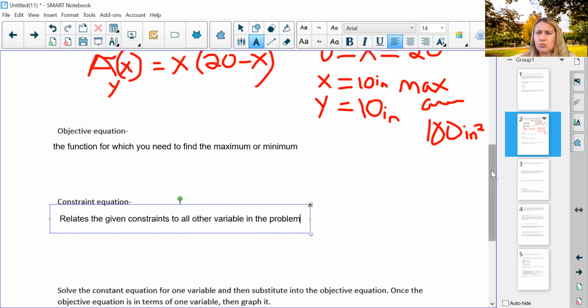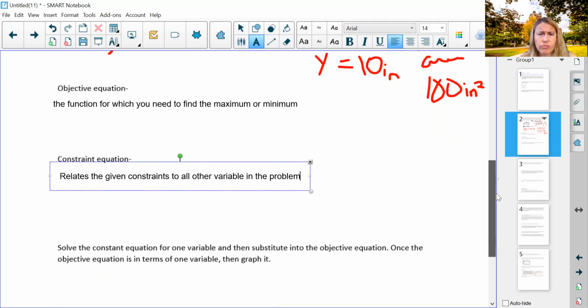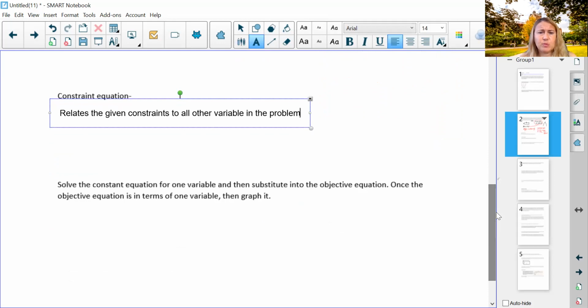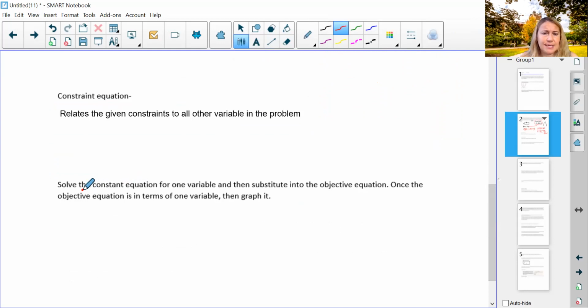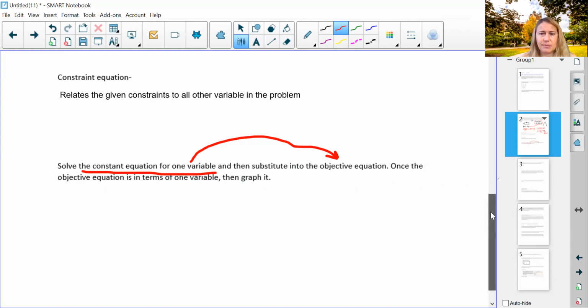Okay, and then what I do for these problems when I have two equations is I solve the constraint equation for one variable. Okay, because the constraint has to work its way into my objective. So I solve the constraint equation and then I substitute it into the objective equation. All right, the constraint has to work its way into the function in which I need to find the maximum or minimum. Okay, once you've got the equation in terms of one variable, then you graph it and then you go from there. You either find your maximum or minimum.